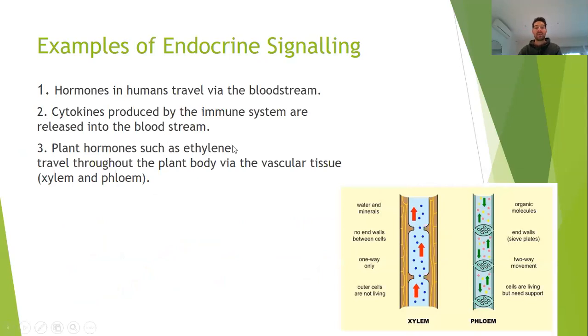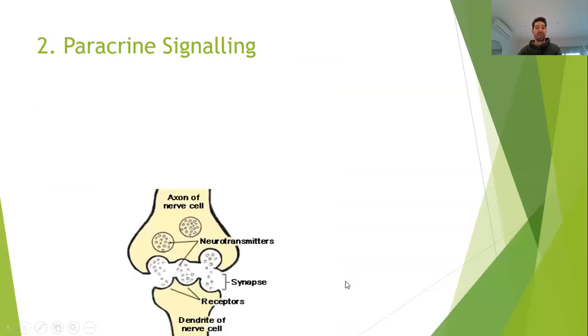Plants might use it to send hormones throughout the plant body. Ethylene's a really good example to know. It's sent to the fruits to help them ripen, and that's using their xylem and phloem as shown in this diagram here. The second type of signaling is paracrine signaling.